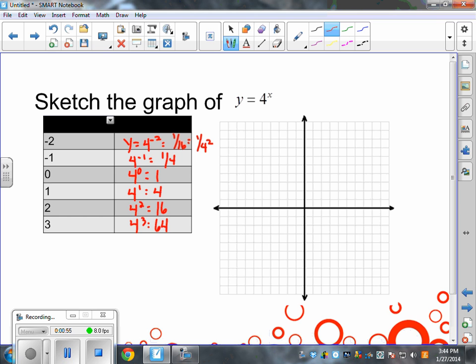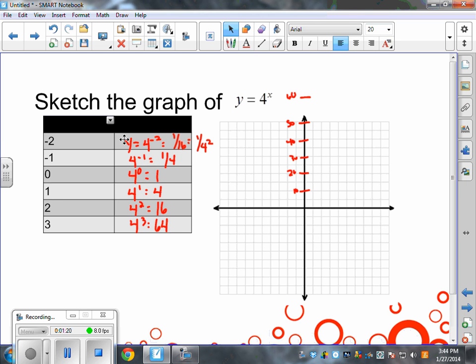So let's count off by, let's say, 5s. So that would be 10, 20, 30, 40, 50, and then up in here would be 60. So let's start plotting points.